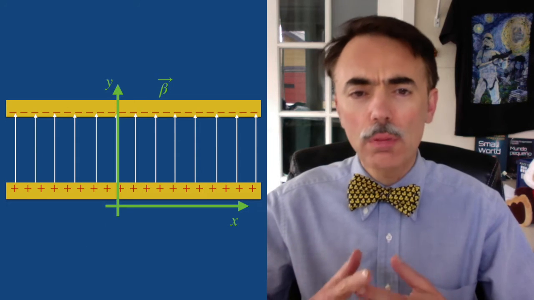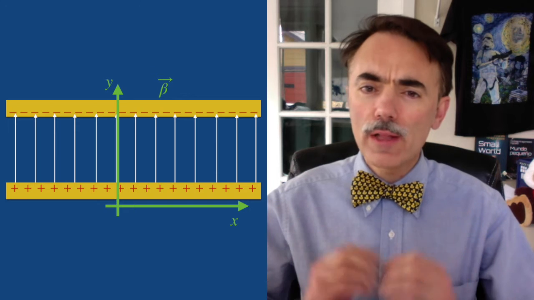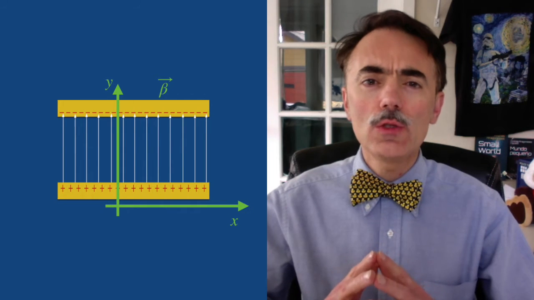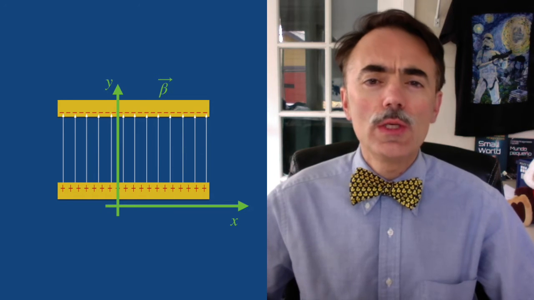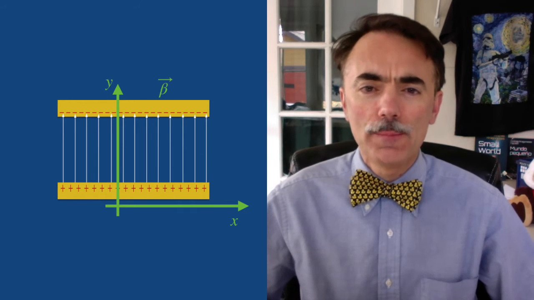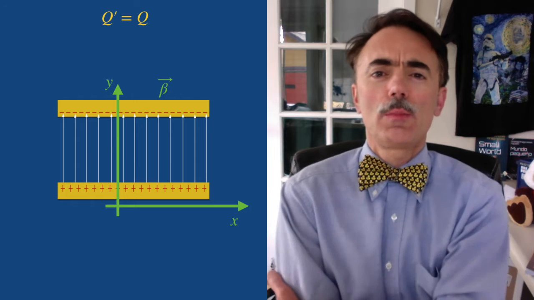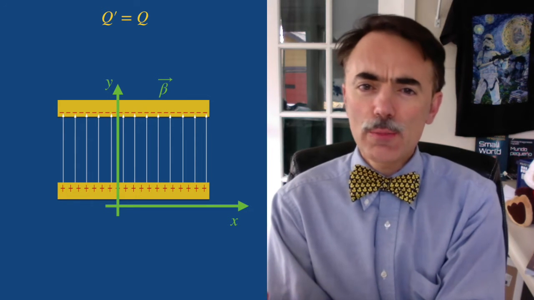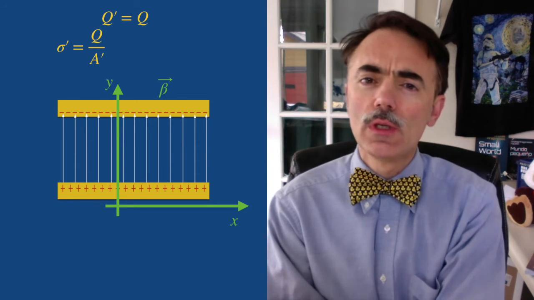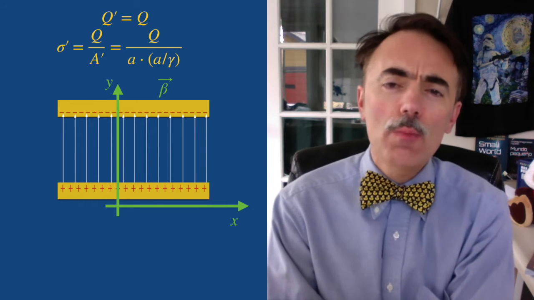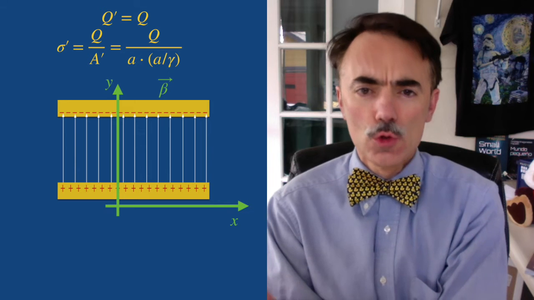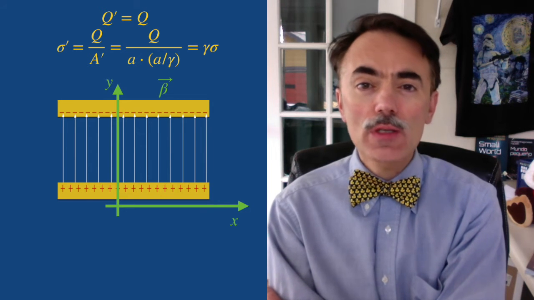Let's consider now a reference frame that moves along the x-axis, parallel to the plates. Because of length contraction, the plates are going to be contracted. This means that the charge density is going to increase by a factor of gamma. Electric charge does not depend on the frame, so the same charge is going to be distributed in a plate that makes A on one side, but A over gamma on the other side. So sigma prime is now gamma sigma.